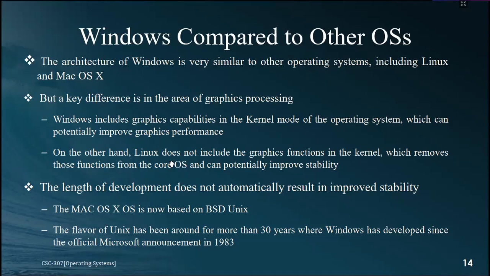so that whenever we are working with graphics, Windows enhances the performance. On the other hand, Linux doesn't include graphical functions. It focuses on the core operating system and can potentially improve stability.